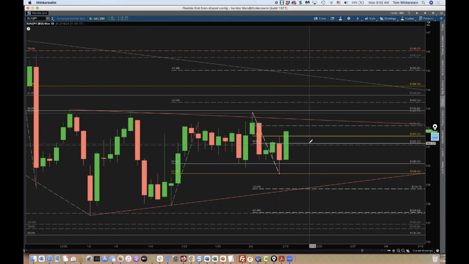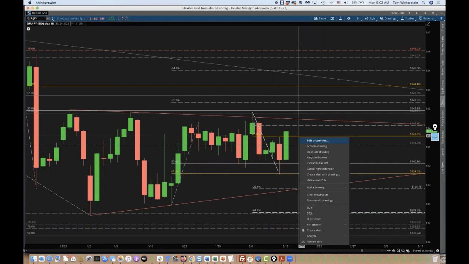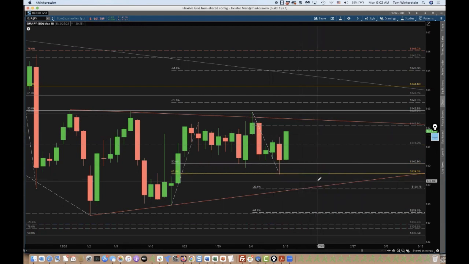I'm just going to let it ride and see where price may want to go. It may want to hold that upper boundary and come back down, or it may just want to shoot up there with some targets up in this area as well.